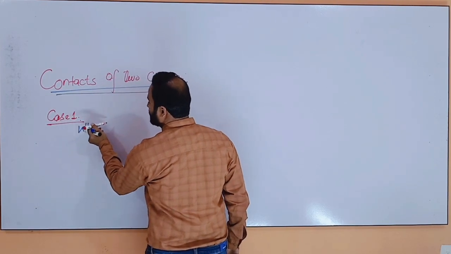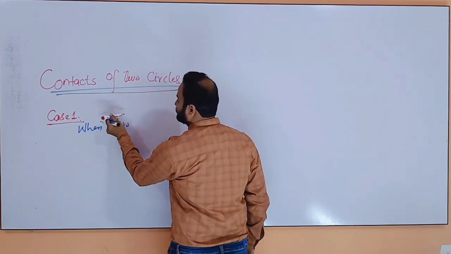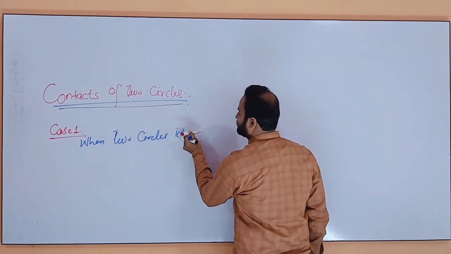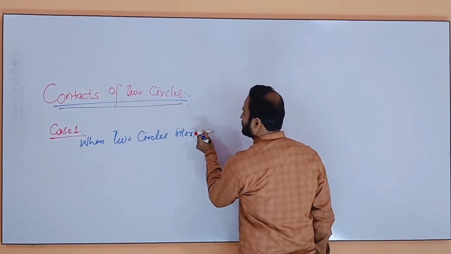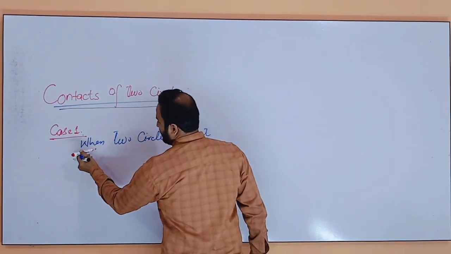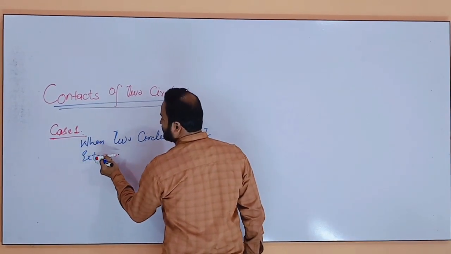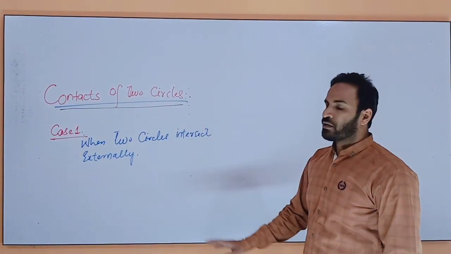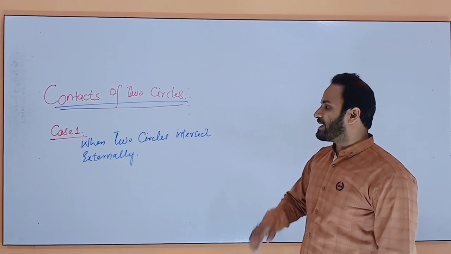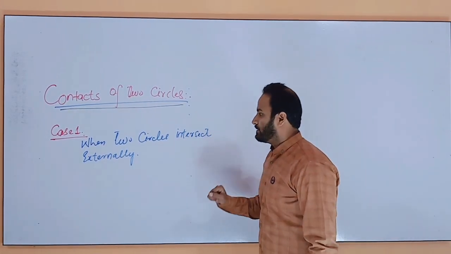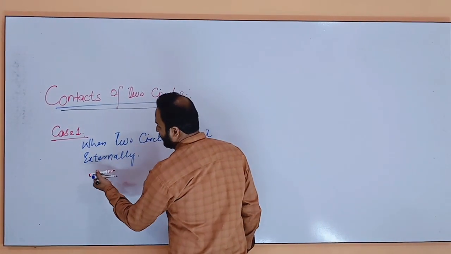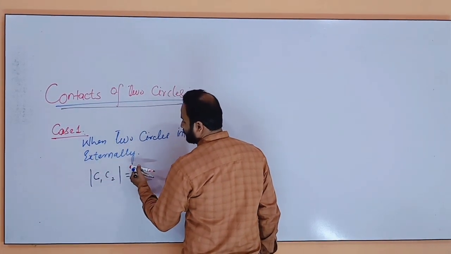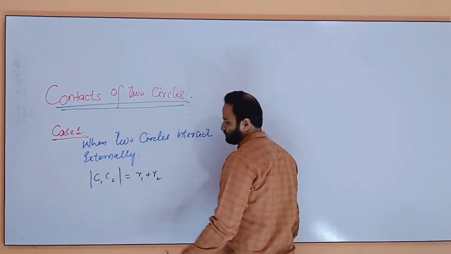When two circles intersect externally, then they should satisfy C1C2 is equal to R1 plus R2.